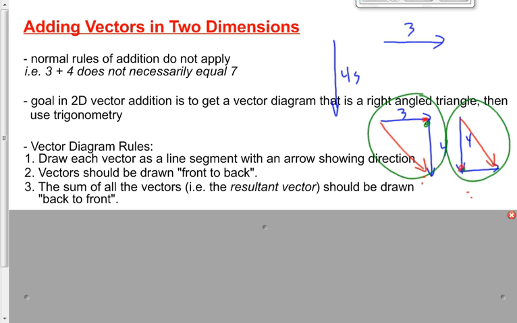So the ones you're trying to add, front to back. The answer, the resultant vector, is drawn from back to front. Opposite to the rest of them.